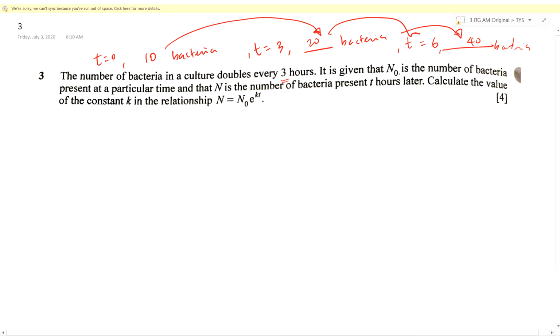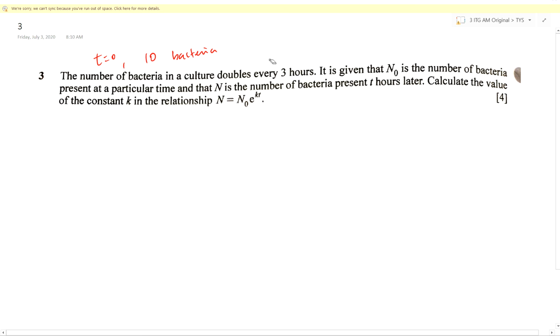N naught, N with a 0 at the bottom, is the number of bacteria present at a particular time, and N is the number of bacteria present T hours later. Calculate the constant K. Do you know where to start? Don't know where to start? Do you understand the question?